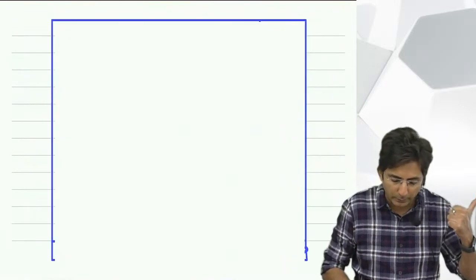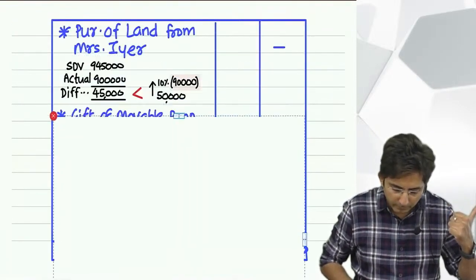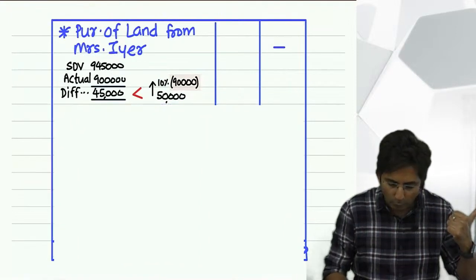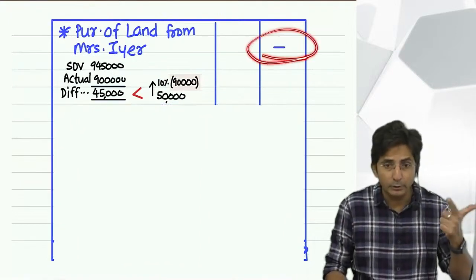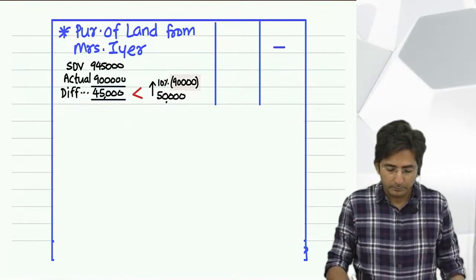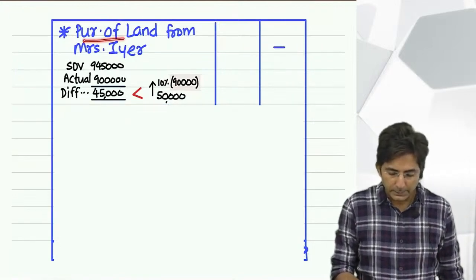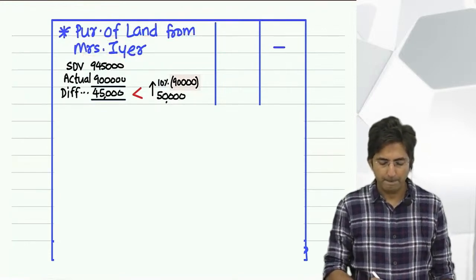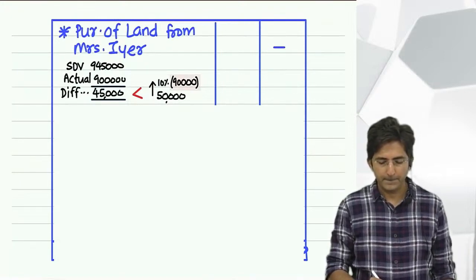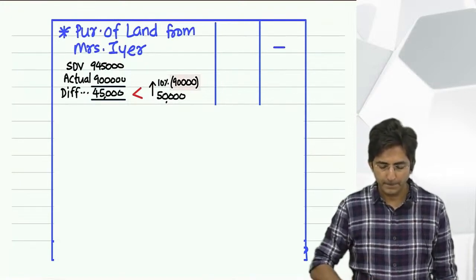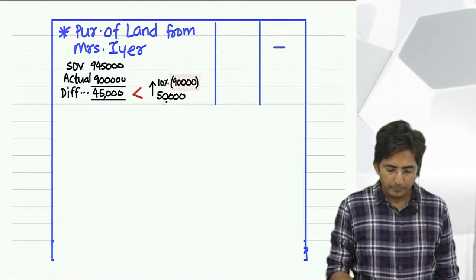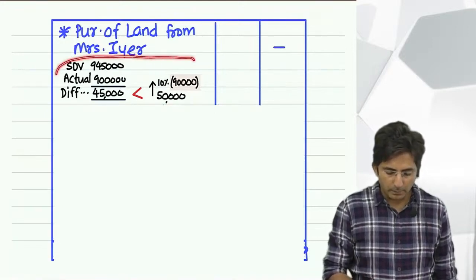So show the presentation in the same manner. I have shown here, look here. But in the outer column, it is put dash because it is becoming exempt. Purchase of land from Mrs. Iyer. This working is compulsory to show.